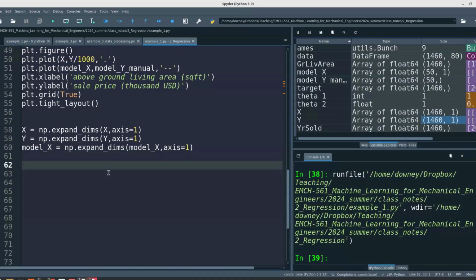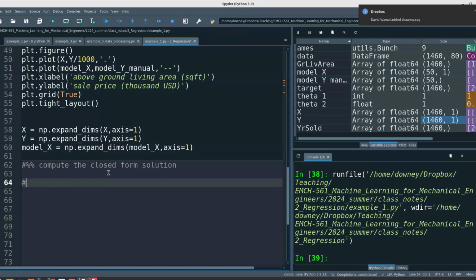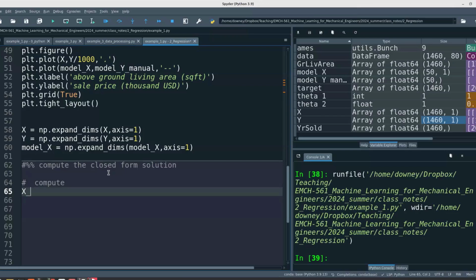So let's compute the linear regression solution. Let's compute the closed form solution. So I'm going to go compute capital X underscore B is equal to NP dot ones.